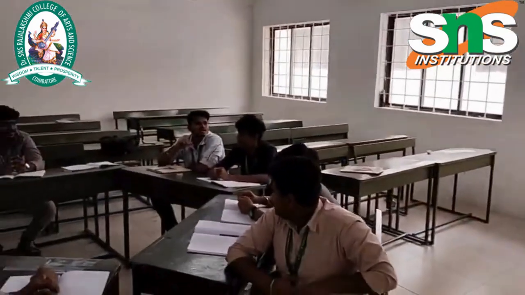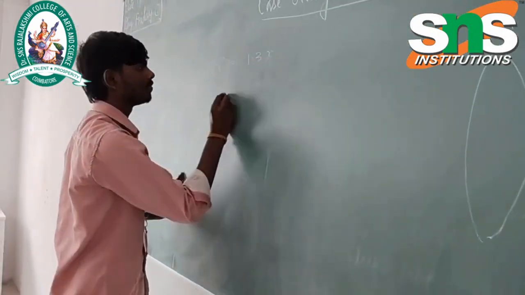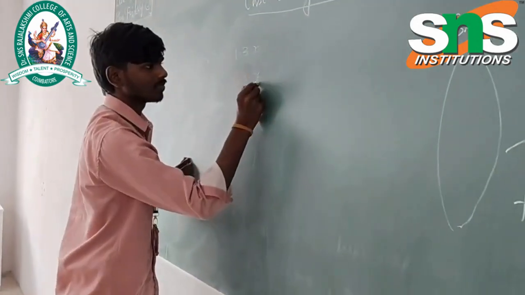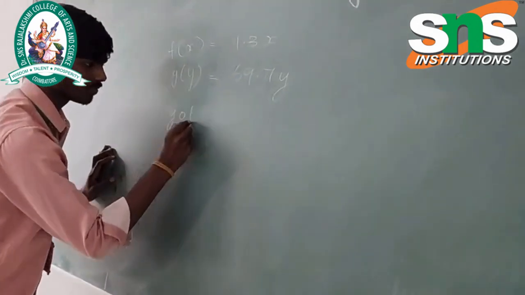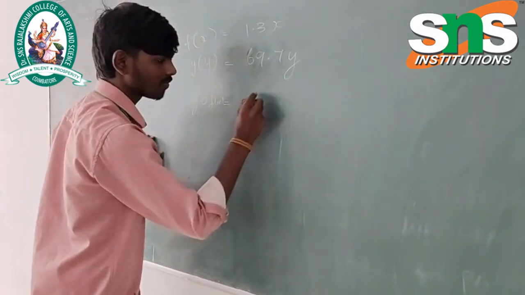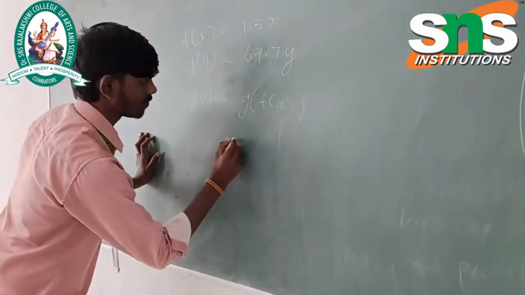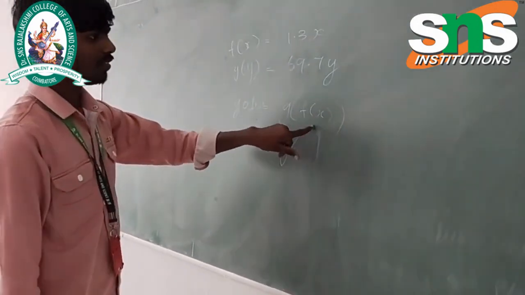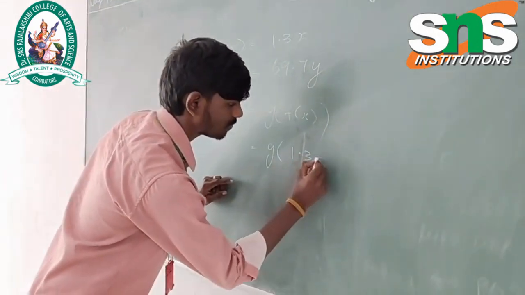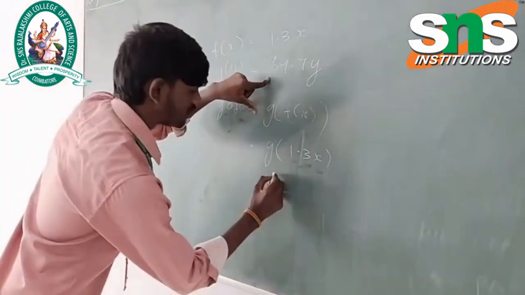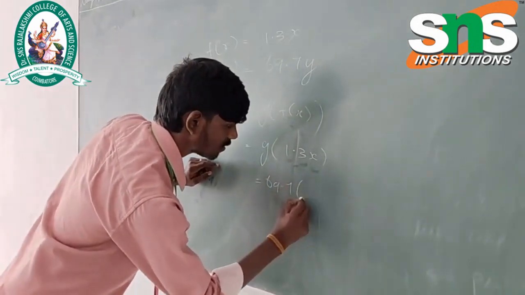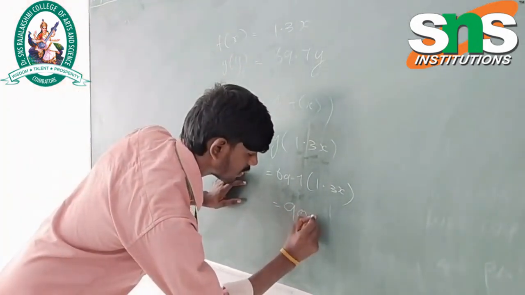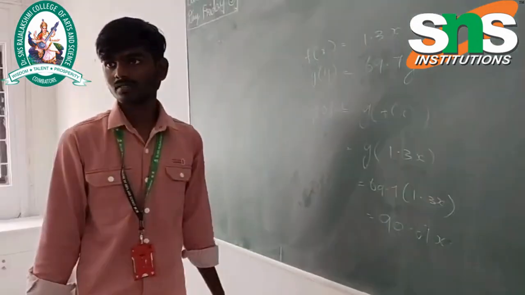What is the number? 1.3x. g(y) is 69.7. g composite f of x, g(f(x)), equals g(1.3x), equals 69.7 times 1.3x. The answer is 90.61x. That's all. Okay.